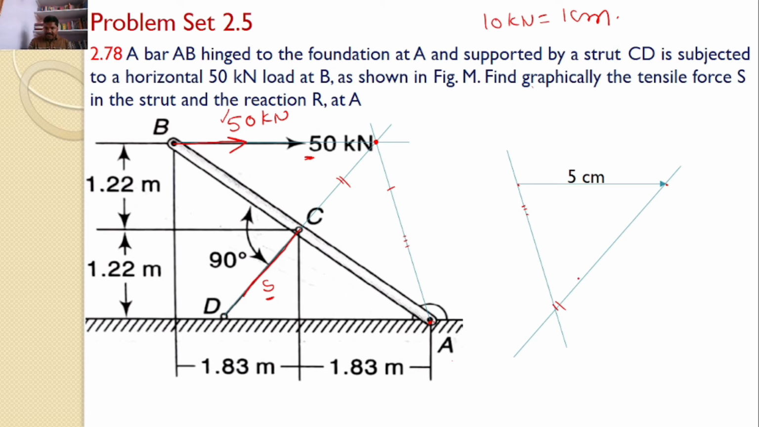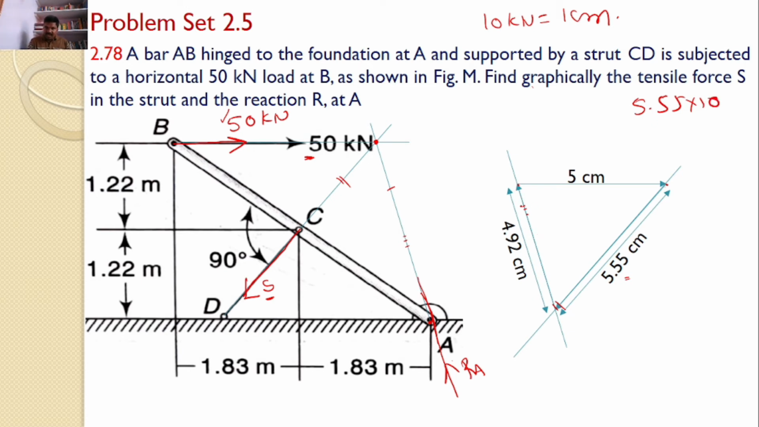So this line represents this S force and this line represents RA. So S is downwards and RA is along this line and it is upwards. And what about the magnitude? By measuring this length, I can say that this length is 5.55 centimeters. That means S is equal to 5.55 into 10.